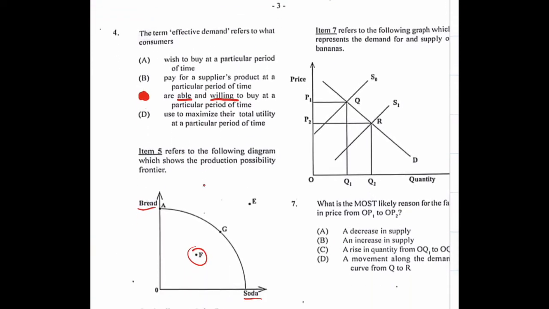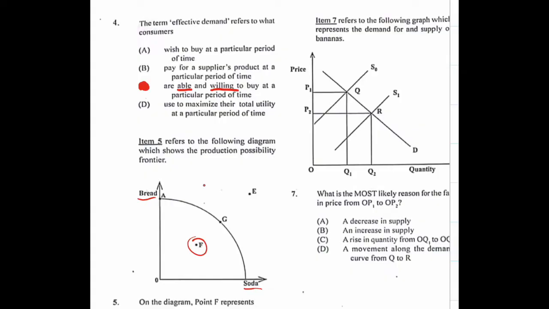Item 7 says, which is the most likely reason for the fall in price from OP1 to OP2? As you can see, there's a rightward shift from S0 to S1, which shows that there's an increase in supply, and this increase in supply drove down the equilibrium price from P1 to P2, which is essentially an increase in supply causing that decrease in price. B.